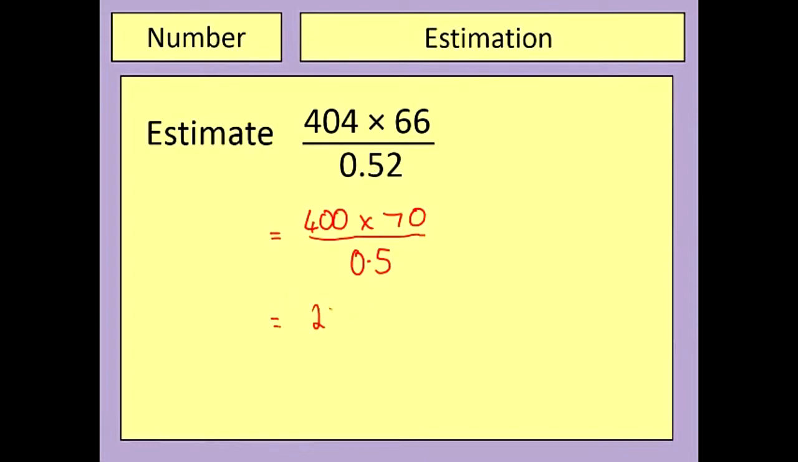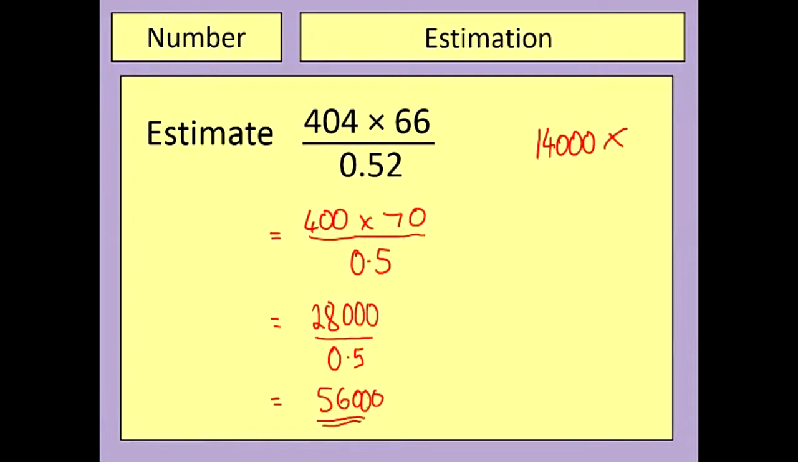4 sevens are 28, and then I've got 3 zeros to put on the end here, and then divide all of that by 0.5. Now, a really common wrong answer at this point is the number 14,000, but that is wrong. What people tend to do is see this 28,000, see this 0.5, and you know 0.5 is just a half, so you half 28,000 and get 14,000, but that's wrong. The answer to this question is actually 56,000.